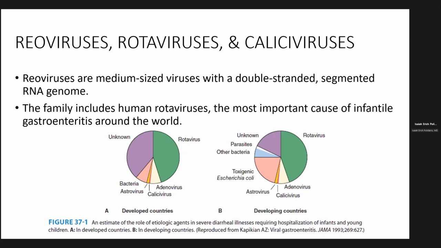Viruses. They are medium-sized viruses with a double-stranded segmented RNA genome. And this includes the human rotaviruses, which is the most important cause of infantile gastroenteritis around the world, as we can see here in this feed. Rotaviruses are the ones that mostly cause infantile gastroenteritis, and other causes can be adenovirus, Caliciviruses, E. coli, and other bacteria and parasites.